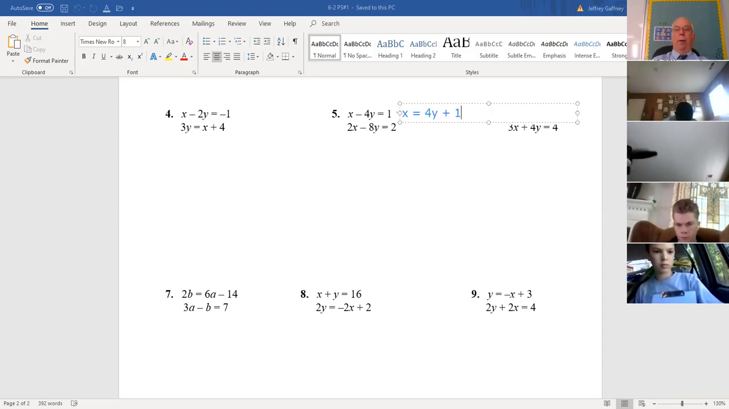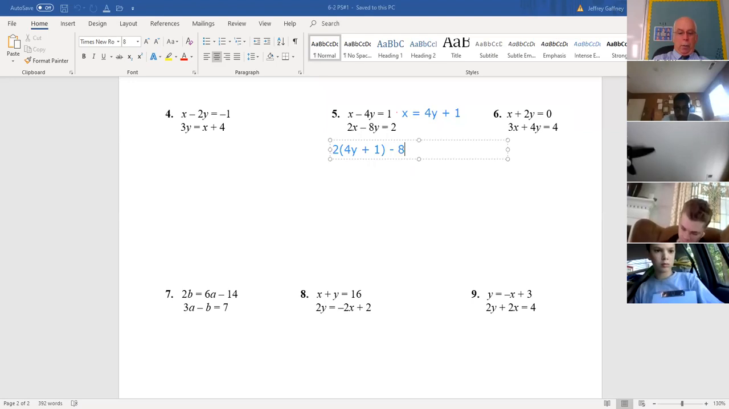All right. So now let's substitute 4y plus 1 for x. I'm going to go down here. I can go 2 times 4y plus 1 minus 8y equals 2. All right. So now, if I distribute that 2, what do I get?